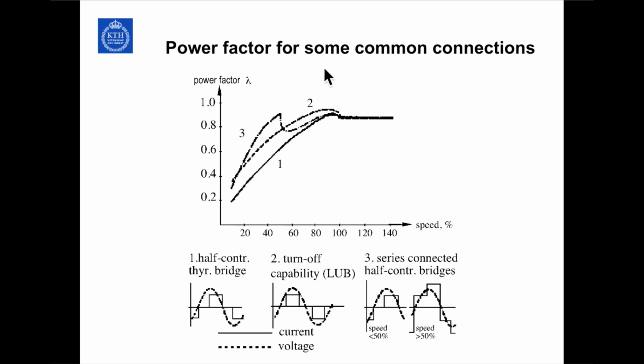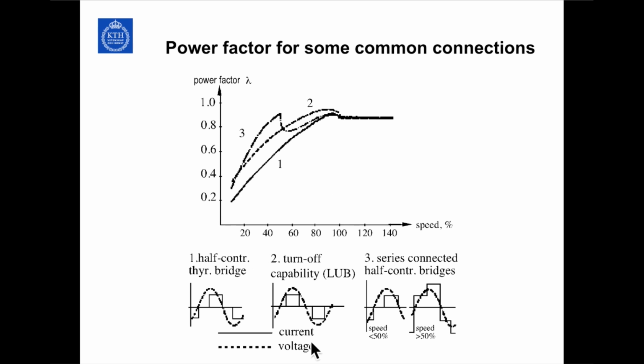This shows the power factor for some of these different connections. Number 1 is what it should be if all the bridges were controlled with the same alpha. This is typically a half bridge. And you can see it's very poor power factor, lambda, at low speeds. And here at base speed, 100% of rated speed or base speed, we get up to full voltage, alpha equal to 0, and we get a constant value approximately equal to 0.9 of the power factor.